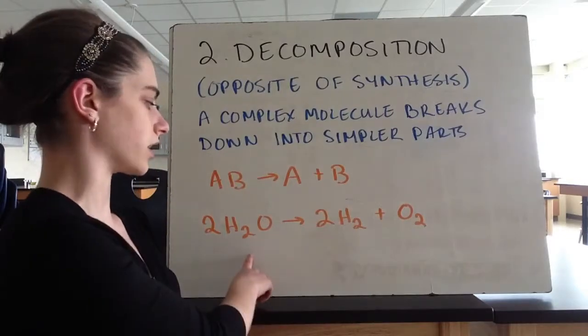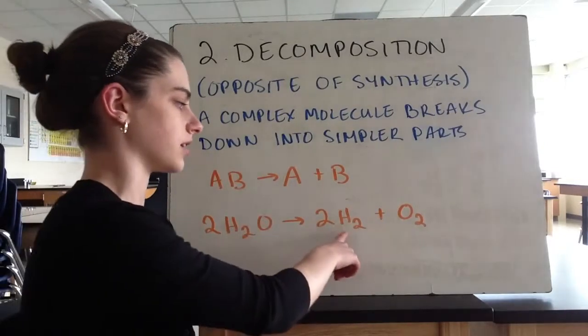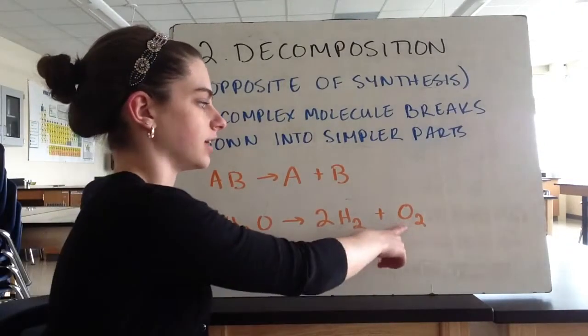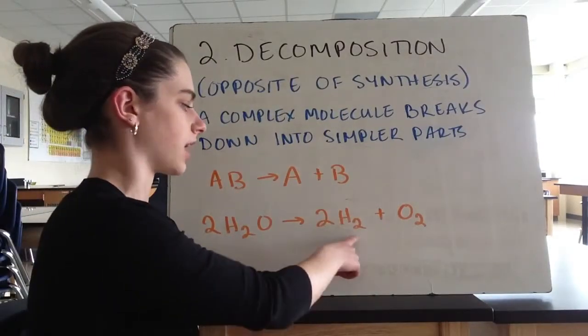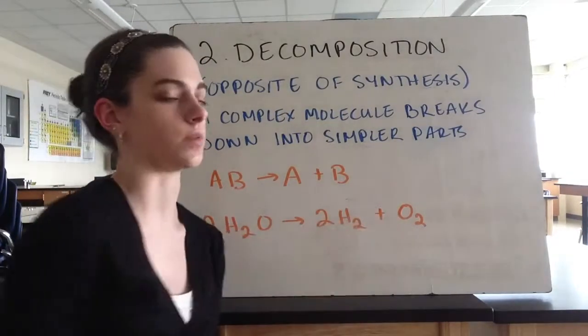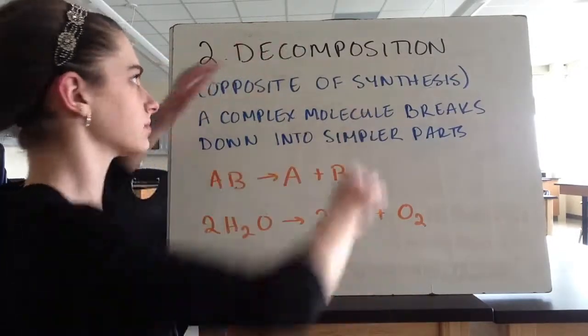Our example is water. So we have water that breaks apart into its hydrogen gas component and its oxygen gas component. It's balanced, so we have 4 hydrogens, 2 oxygens, and 2 oxygens on both sides.